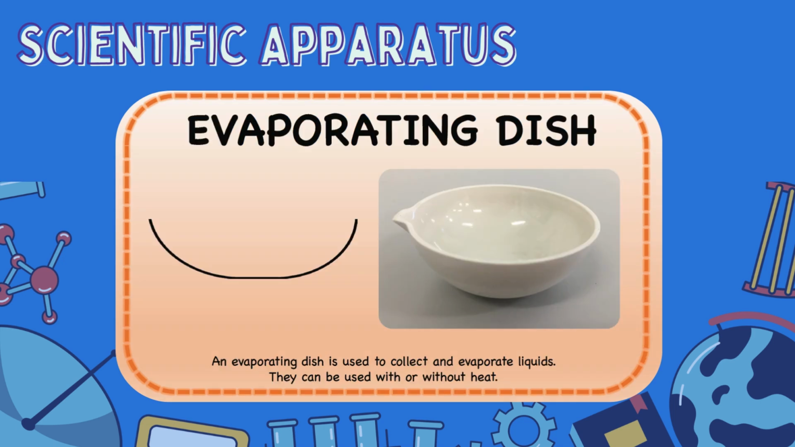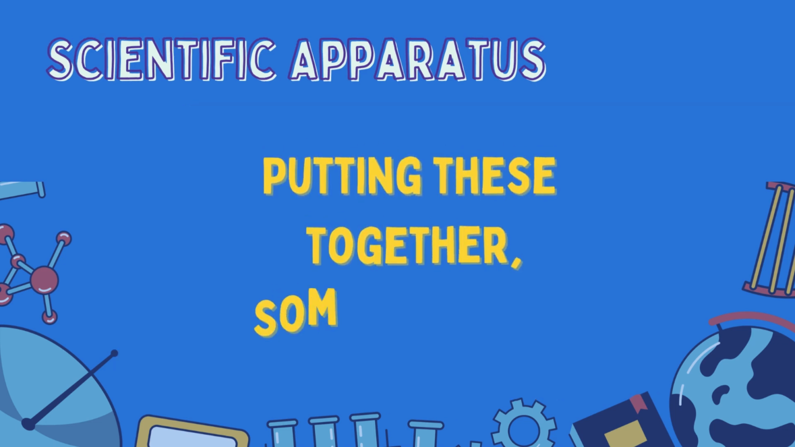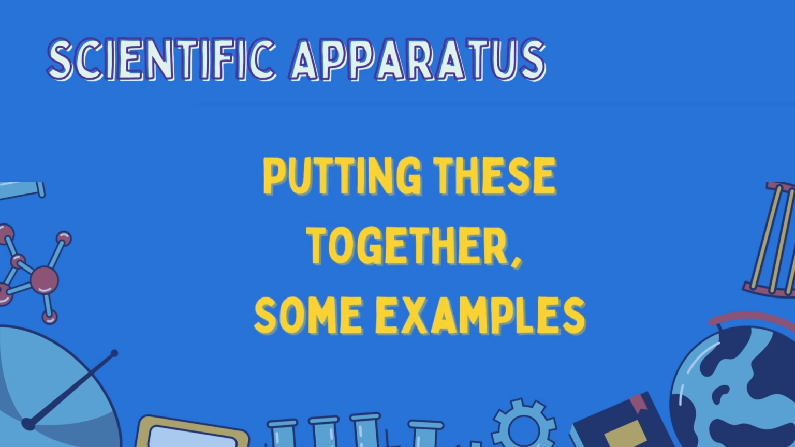Here is an evaporating dish. We use this to collect and evaporate liquids, and we can use it with heat or without heat. This is a watch glass. We use it for collecting and evaporating liquids as well, but only when we do not need heat. So that's some common scientific apparatus that we might use in the lab.